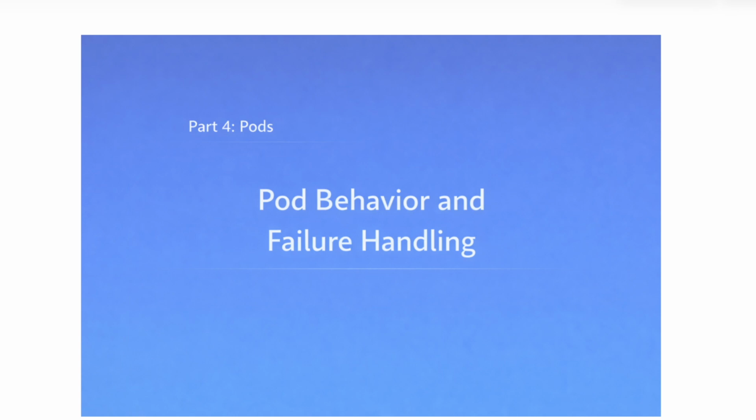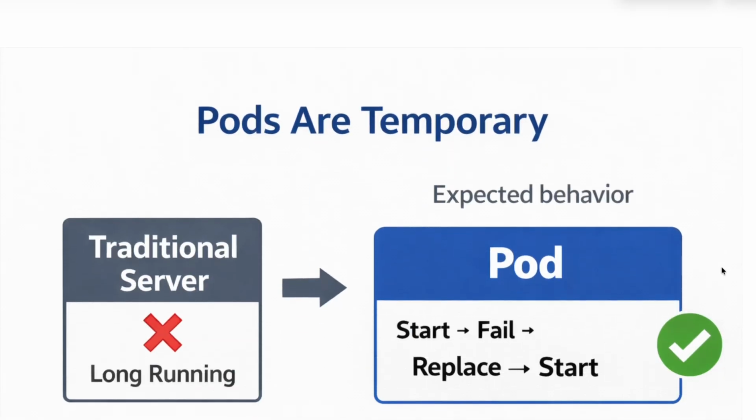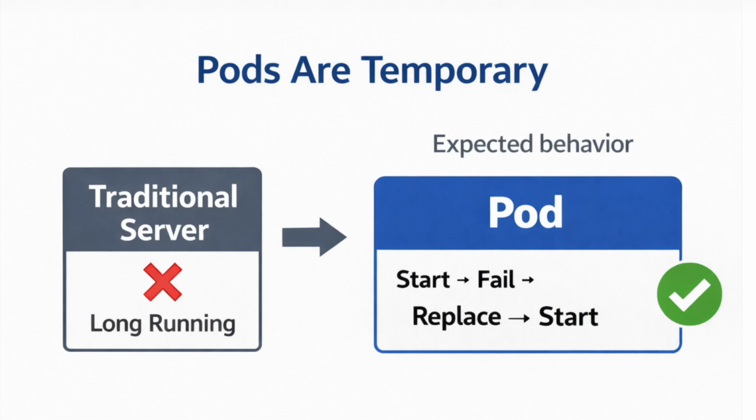Let's start with an important idea about pods. Pods in Kubernetes are temporary. They are not designed to live forever. Kubernetes fully expects pods to fail or be replaced. This is very different from traditional servers where we try to keep the same machine running for a long time. In Kubernetes, pods are treated as disposable units.